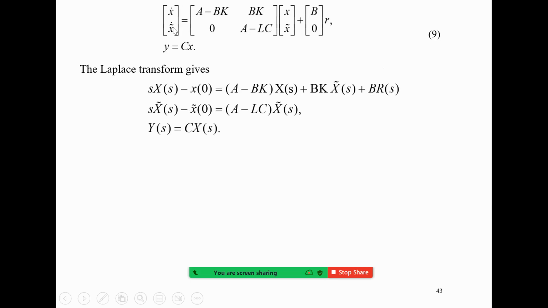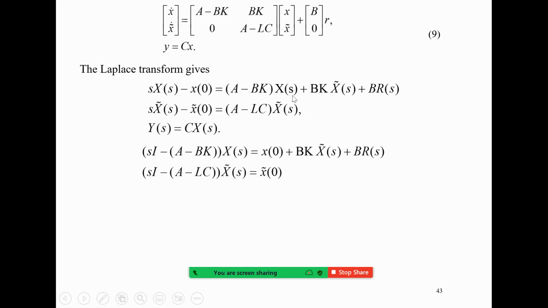Now, x tilde dot only depends upon x tilde, right? So the Laplace transform of x tilde dot is s x tilde minus the initial condition equals (A minus LC) times x tilde. Then, of course, the output is simple: y equals c times x.